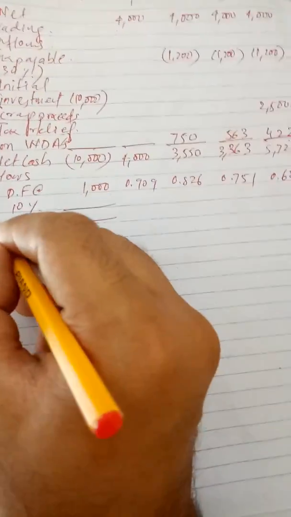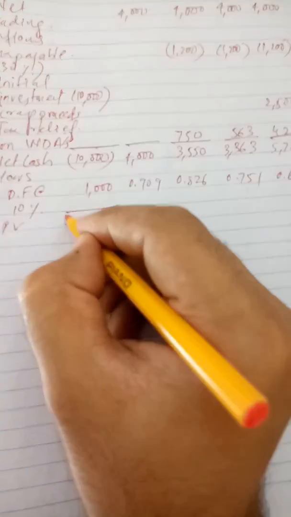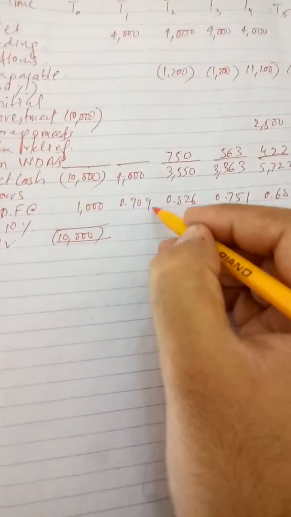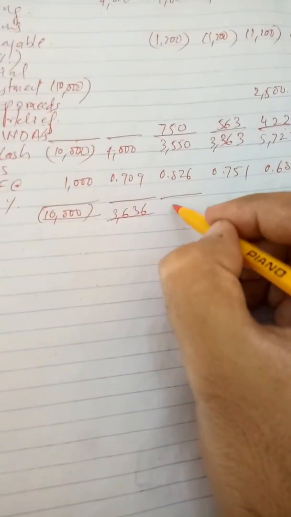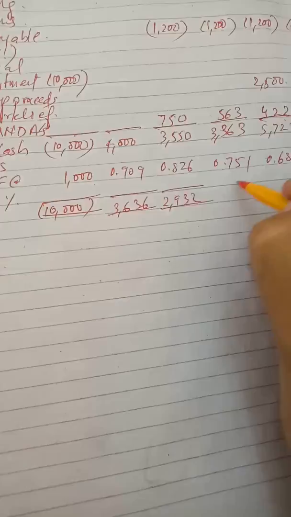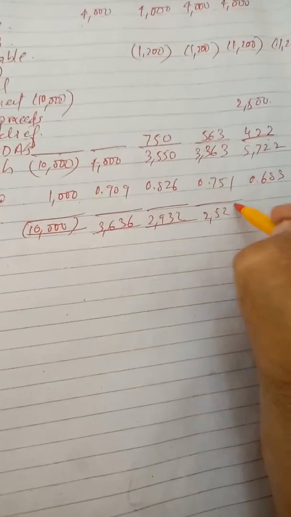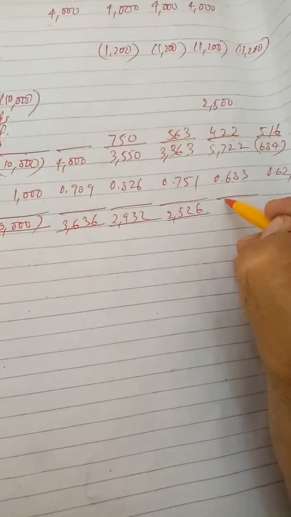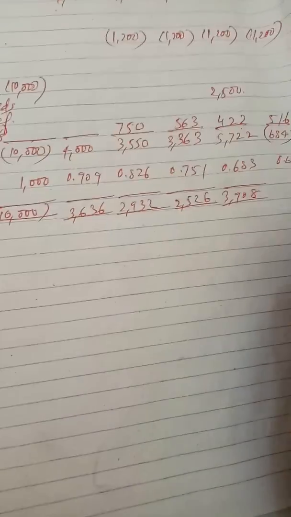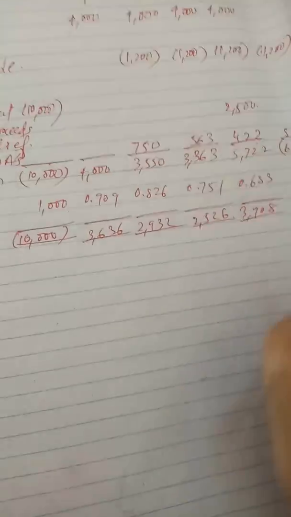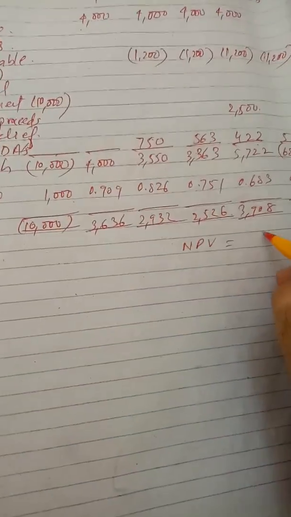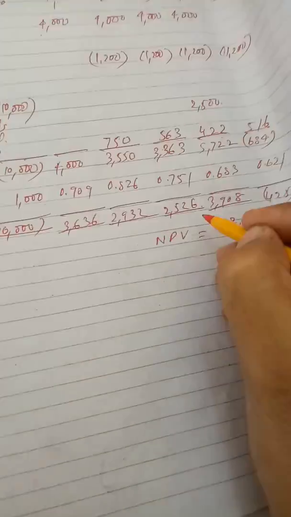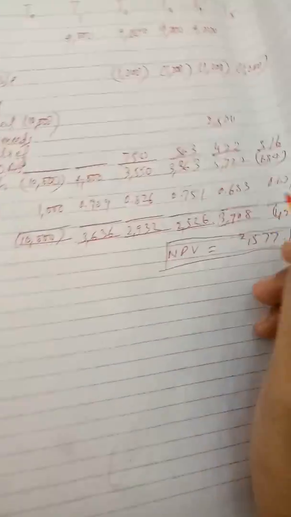So what would be the present value? That would be 10,000 negative, 3636, 2932, 2526, 3908, and that would be 425 in negative. Just adding all these starting from here, we get the NPV, which is 2577. You can calculate it with the help of the calculator.